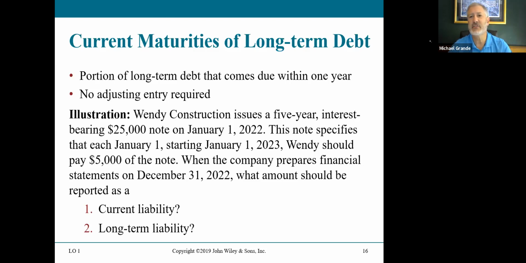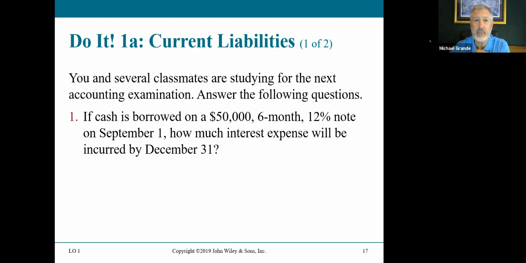Illustration, Wendy Construction issues a 5-year interest-bearing $25,000 note on January 1, 2022. This note specifies that each January 1, starting January 1, 2023, Wendy should pay $5,000 of the note. That's the principal portion. When the company prepares financial statements on December 31st, 2022, what amount should be reported as a current liability? What is payable within 1 year? $5,000. What's the long-term portion to be paid outside of the first year? $20,000.